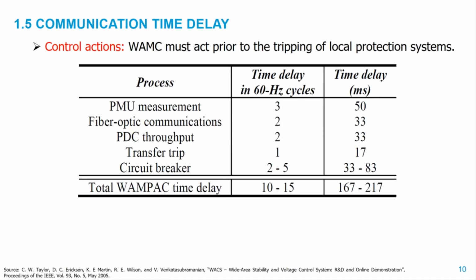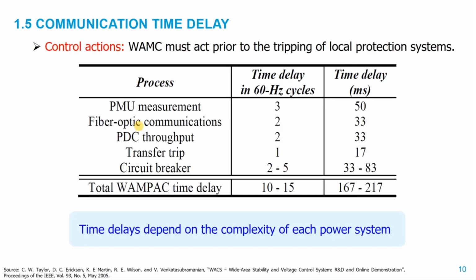It is good to have an overview of the timing of different processes involved in this, like the time for PMU measurement, fiber optic communications, the phasor data concentrator, and other steps. Here we can see in this example table what are the time delays involved in these processes, and in total the time delays to have a closed loop with wide area monitoring, protection, and control range in the order of 167 to 270 milliseconds. That depends on each system.